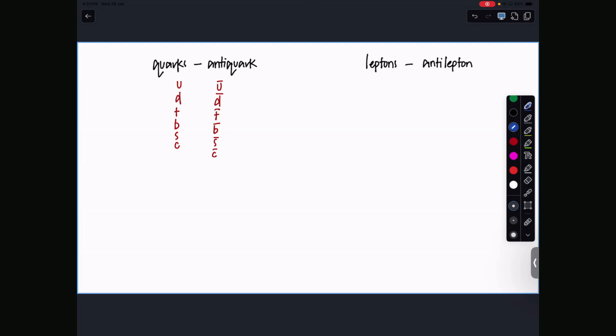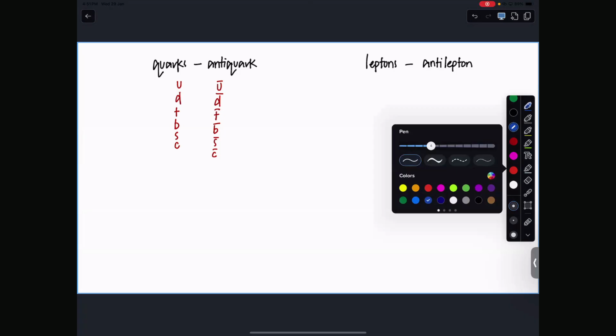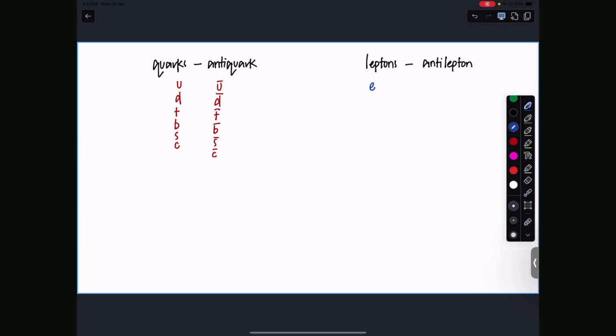Oh, leptons. Yeah, so you have your electron, neutrino. I forgot the word. It's called muon. And tau is right. So tau. So this is muon.